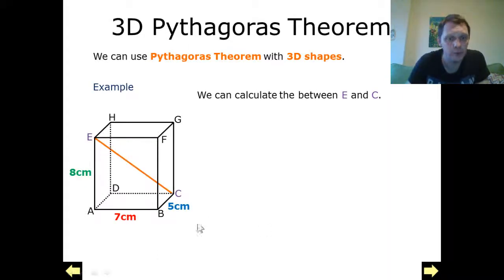So here we've got a cuboid of height 8 centimeters, a width of 7 centimeters and a depth of 5 centimeters. We could use what we've got here to calculate the length or the distance that E is to C.